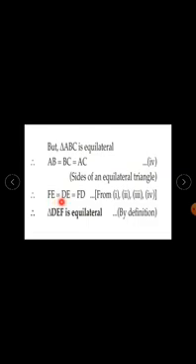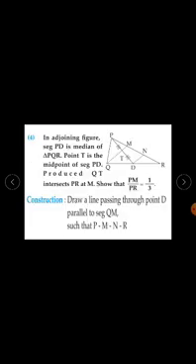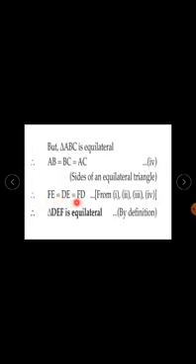Therefore, FE equal to DE equal to FD from 1, 2, 3 and 4. Equation 1 is FE is half of BC, equation 2 is DE is half of AB, equation 3 is FD is half of AC and equation 4 is AB equal to BC equal to AC. If AB equal to BC equal to AC, then half of AB is also equal to half of BC equal to half of AC. So FE is equal to DE is equal to FD from 1, 2, 3 and 4.